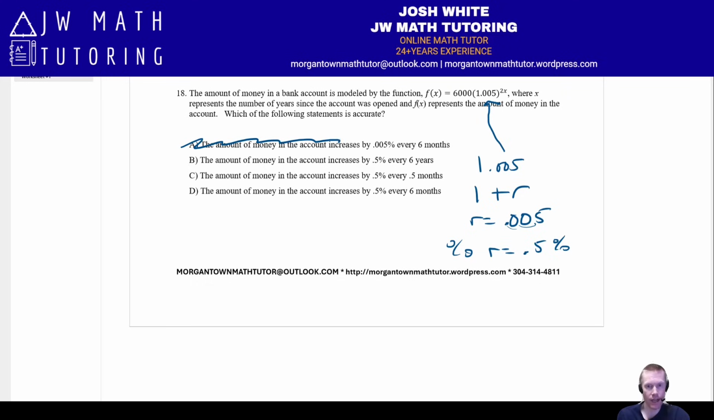So the point is A is wrong, right off the bat. Okay, because it has 0.005%. No, there would be like 2 more zeros in here if that was the case. All right, so we know it's 0.5%.